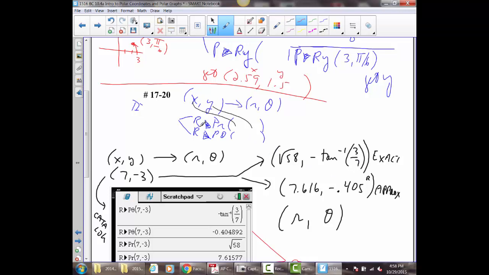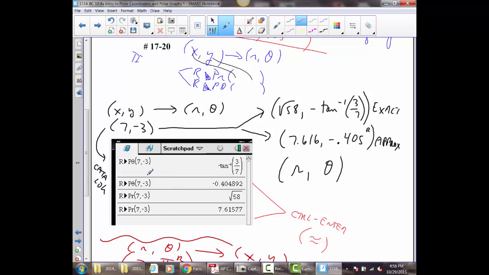Now you can go in the opposite direction. Again, on your calculator, just use catalog, press the R, and scroll down. And it'll look like this: rectangular to polar theta, rectangular to polar radius. They don't have it so you can get both coordinates, theta and r, at the same time. You have to do them separately. So here's an example.